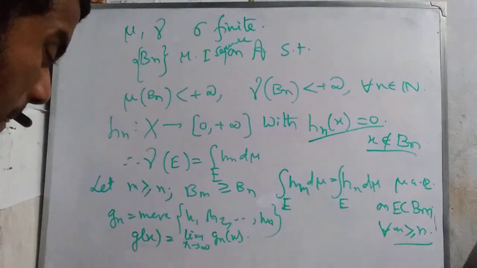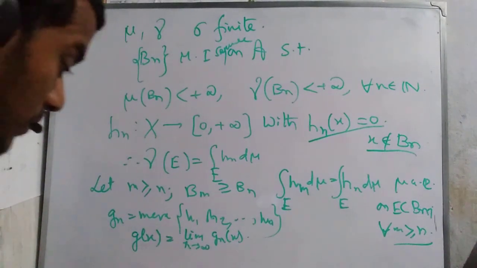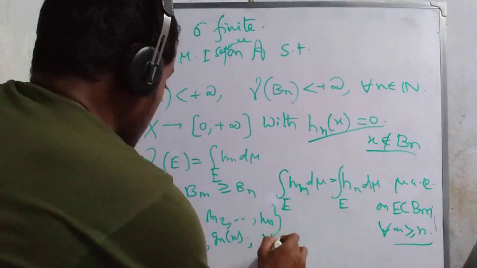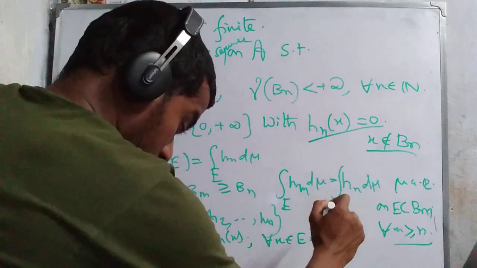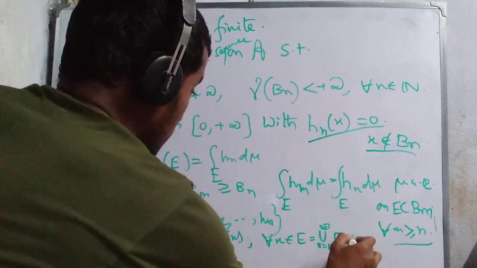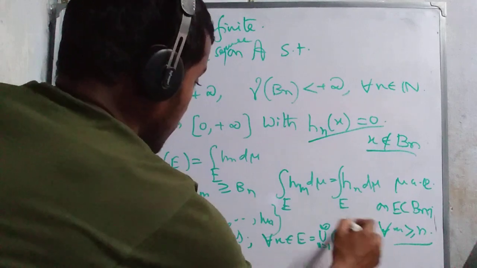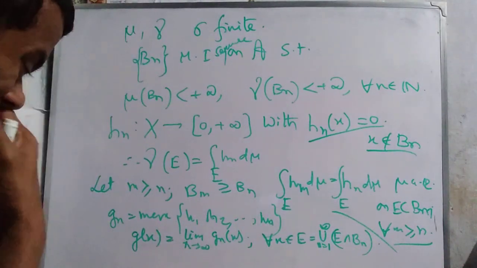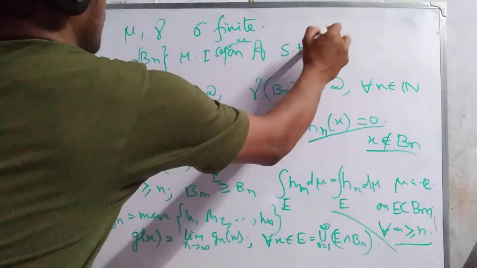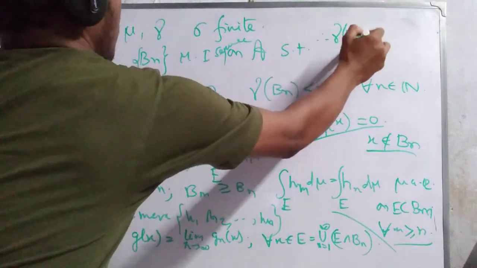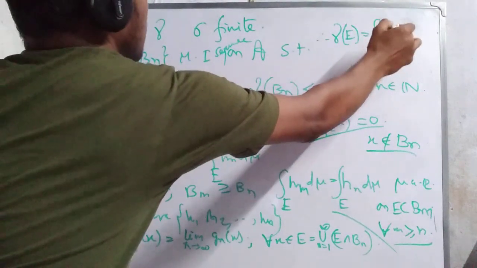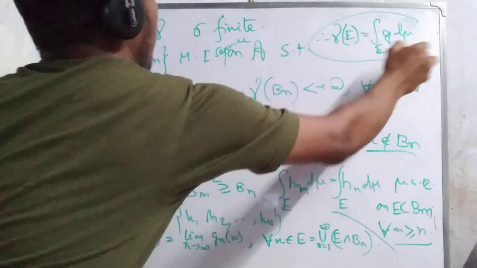Okay, then what happened here? For all x belongs to E equal to union of n equal to 1 to infinity E intersection Bn. Okay, then this one is gamma(E) equal to integration over E of g d mu.